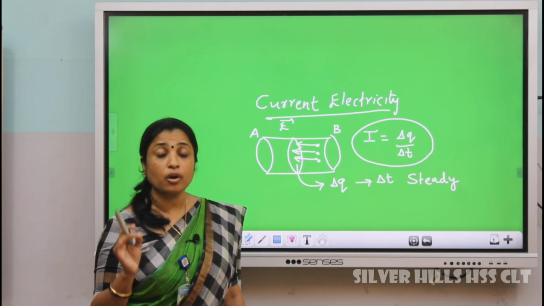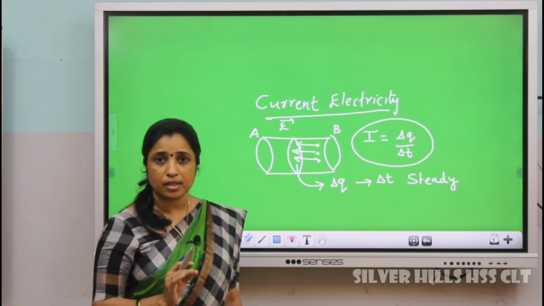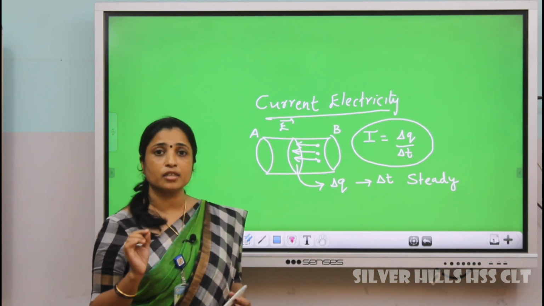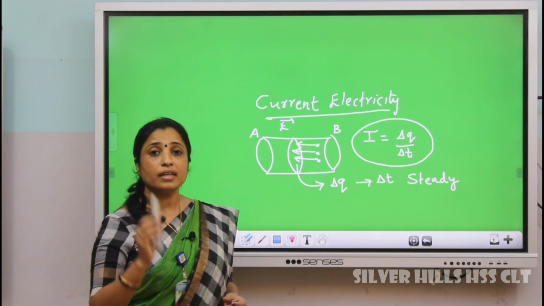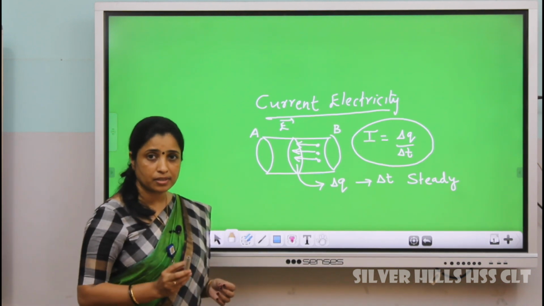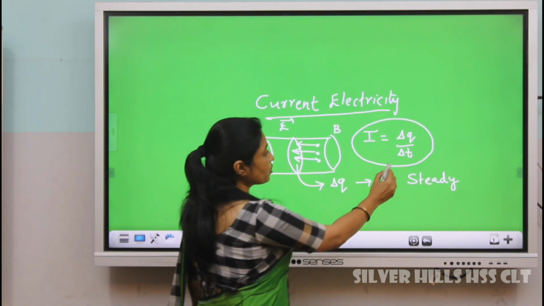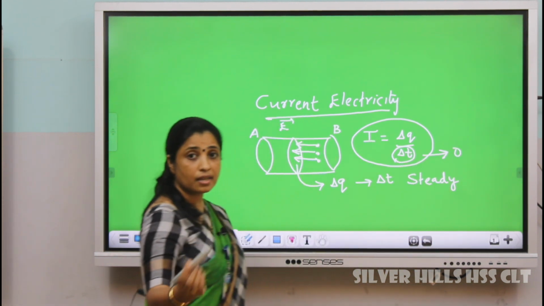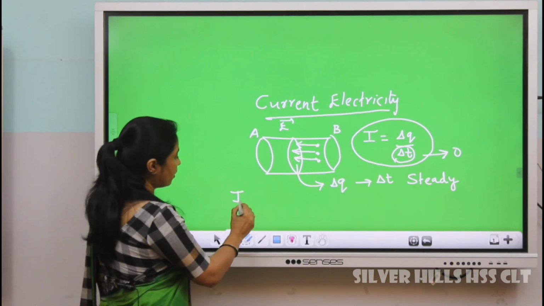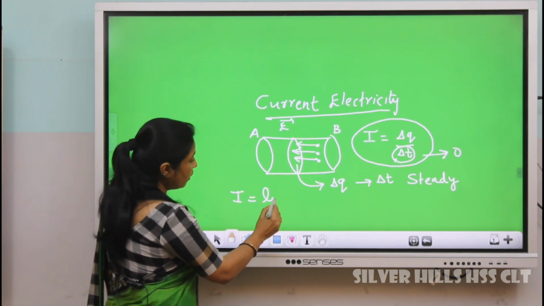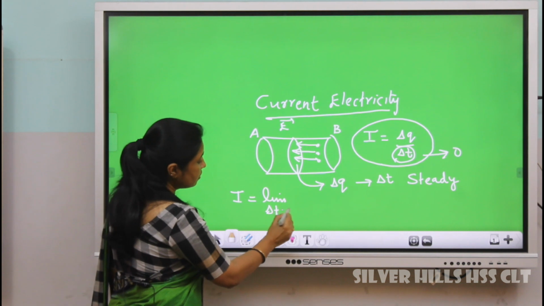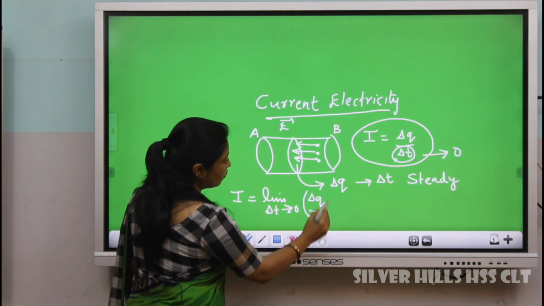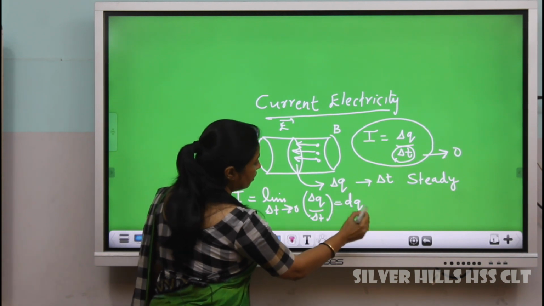But if the flow of charges is varying with respect to time, like in the case of lightning, then we have to go for the instantaneous value of current. The instantaneous value of current can be obtained by taking the limit of delta T tends to 0. So the instantaneous value of current is equal to limit delta T tends to 0 of delta Q by delta T, which is equal to dQ by dt.